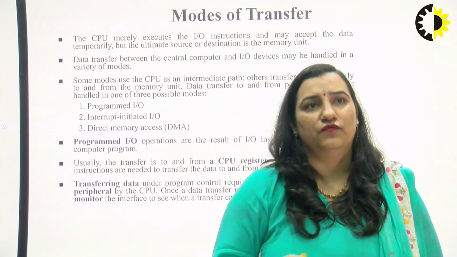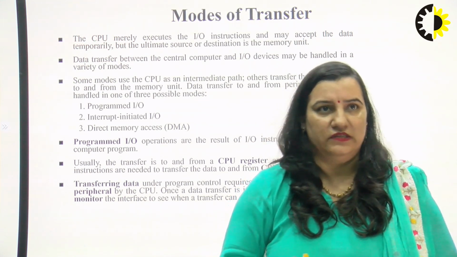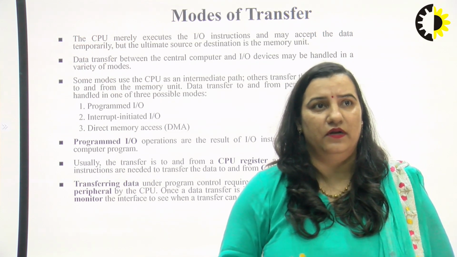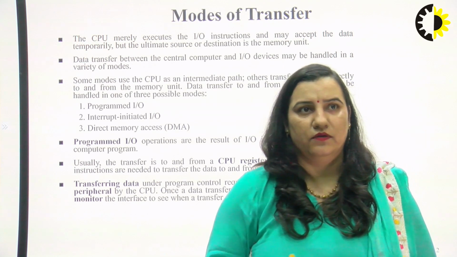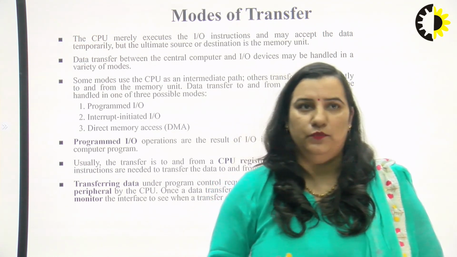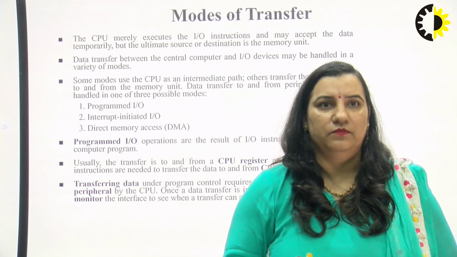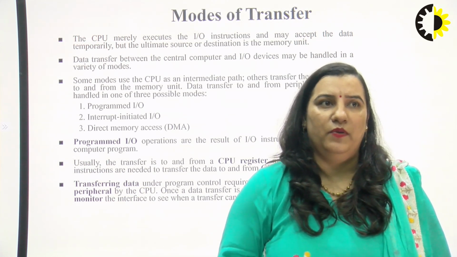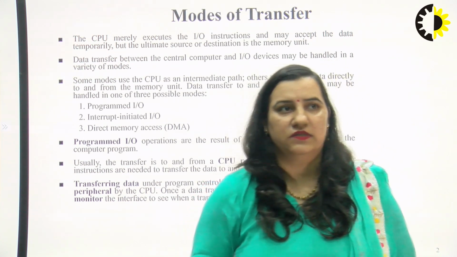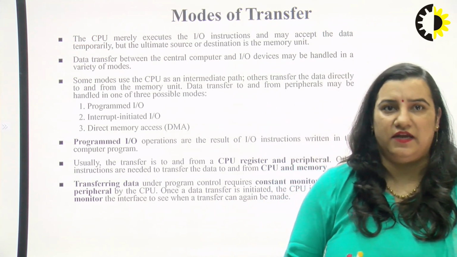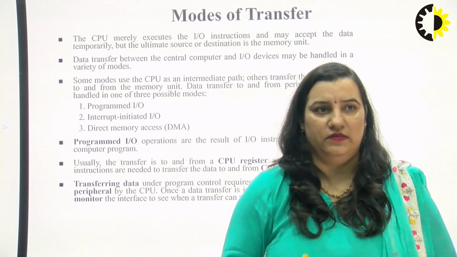So, what is the need of this input-output interface? The CPU merely executes the input-output transaction and may accept the data temporarily, but the ultimate source or destination is the memory unit. So data transfer between the CPU and input-output devices, which are keyboard, mouse, pen drive, anything else, may be handled in a variety of modes. So there are basically three modes. First is program input output, second one is interrupt initiated input output, and the third one is direct memory access.